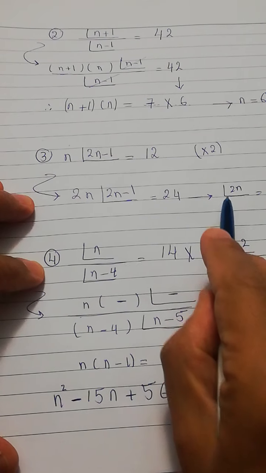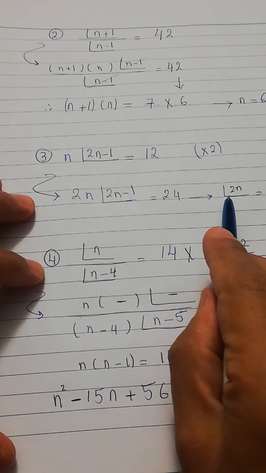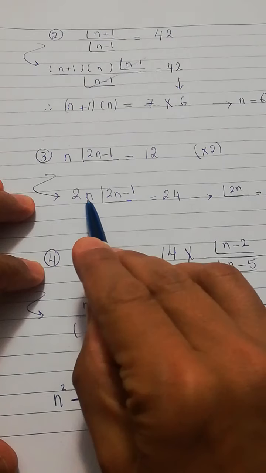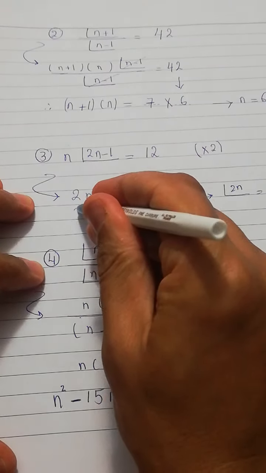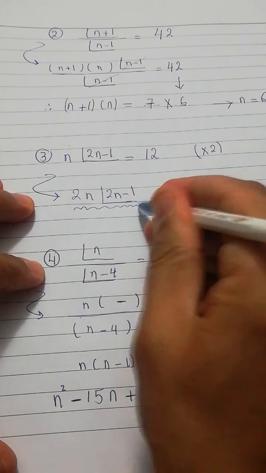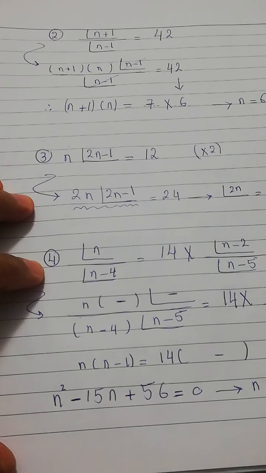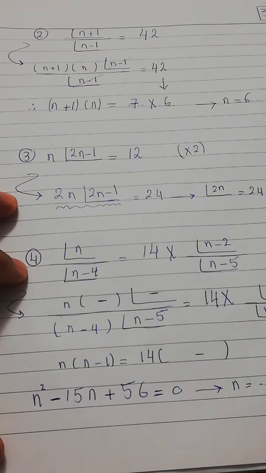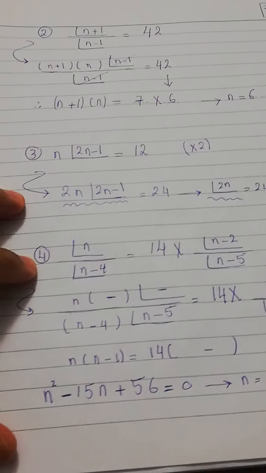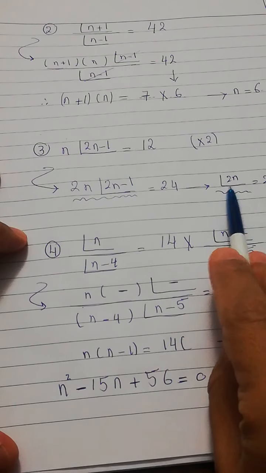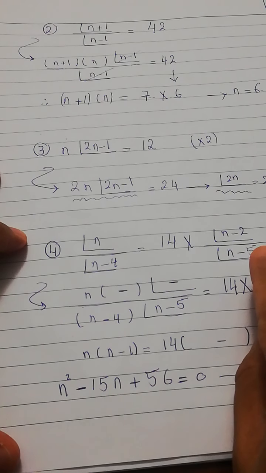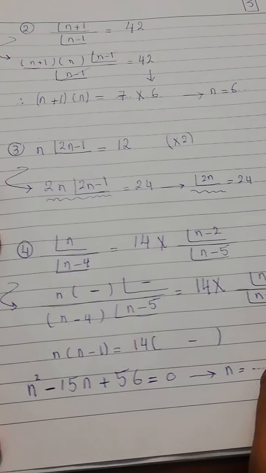Because if we have factorial n at the beginning, we can move it outside as n and decrease it by 1. Again, 2n multiplied by factorial 2n minus 1 is the same as factorial 2n. Now the problem is factorial 2n equals 24.